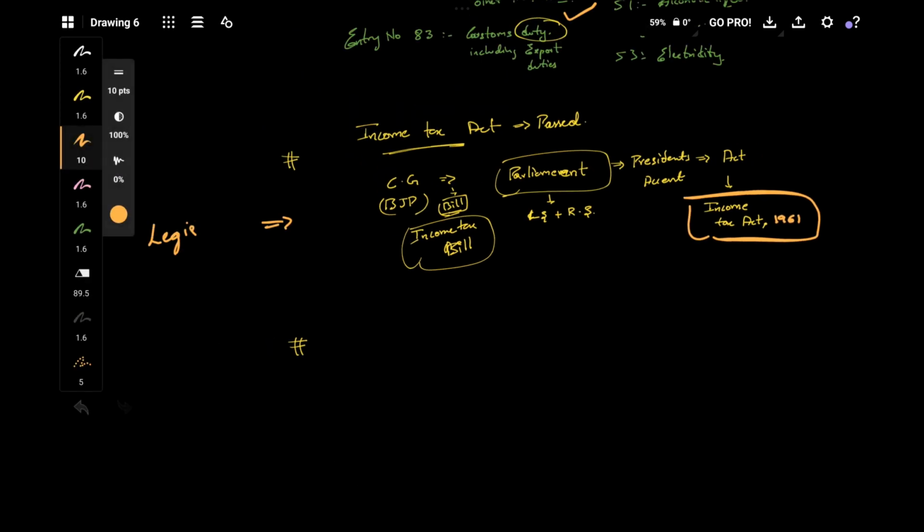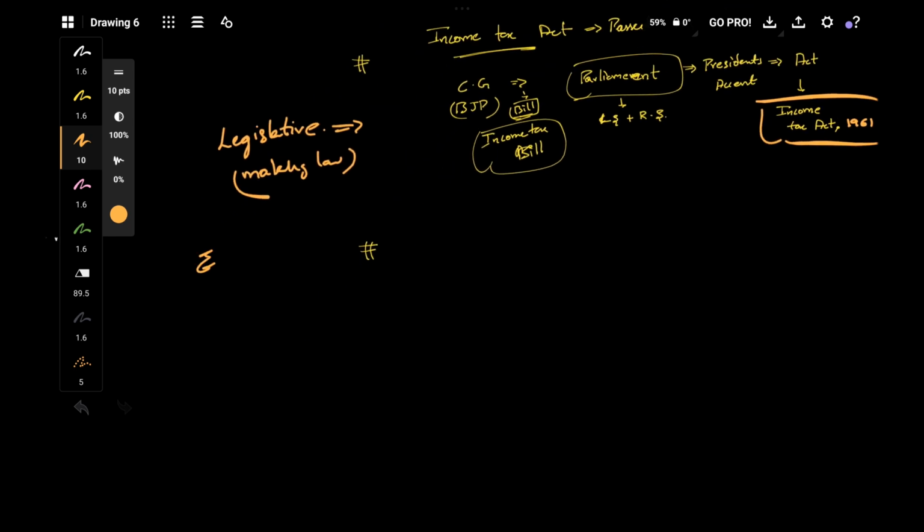the legislative part, matlab making law. And after this comes the executionary part, matlab making it happen, converting the law into practice, making it happen.